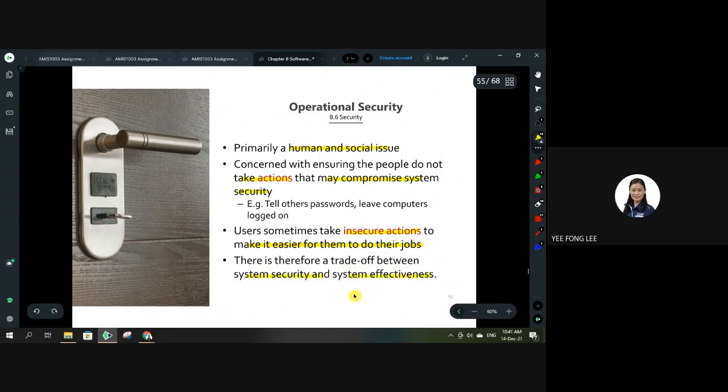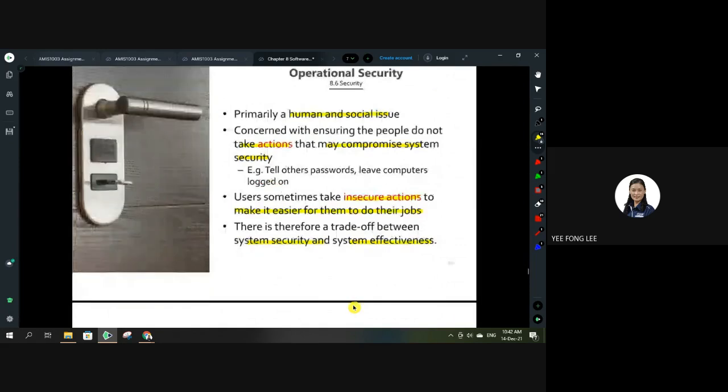So what does this mean? Sometimes we just leave our system open, without locking out the system, because it makes our job easier. We will not log off all our accounts when we turn off the computer, but that actually opens up insecurity. It opens up our system to access by unauthorized parties.